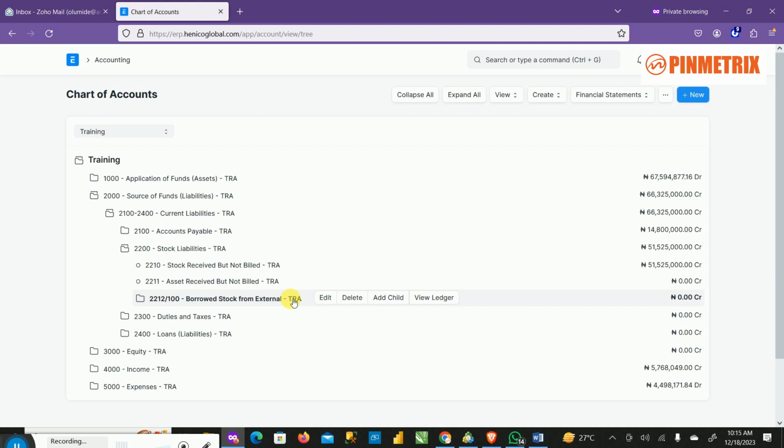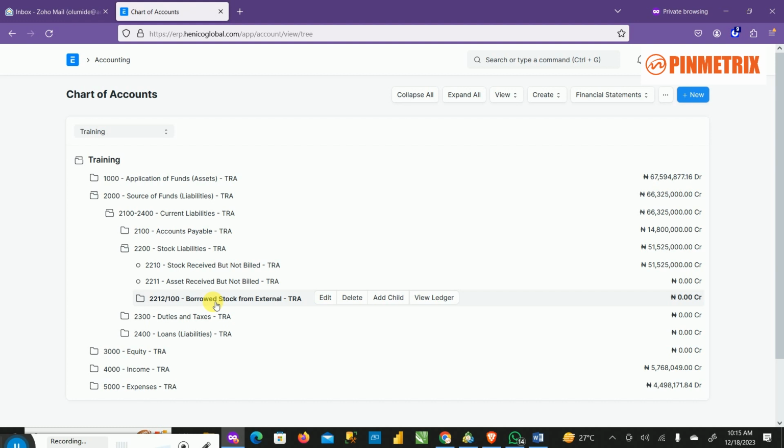So we are crediting that stock while we are debiting the liability account, which is this. You understand? So these scenarios will definitely happen for processes like this.